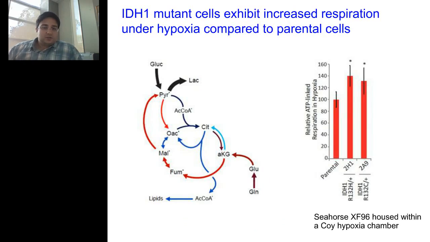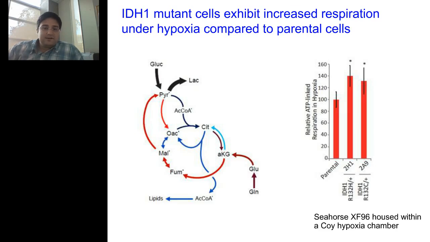Consistent with these changes, in collaboration with Seahorse Biosciences, we've analyzed the respiration of these cells under hypoxia, and what we saw is that IDH mutant tumor cells exhibited higher respiration rates compared to those with wild-type cells when placed under hypoxia. And we saw no change in hypoxia-inducible factor stabilization, so we thought this was due to metabolic reprogramming and defects under hypoxia resulting from the IDH mutation.